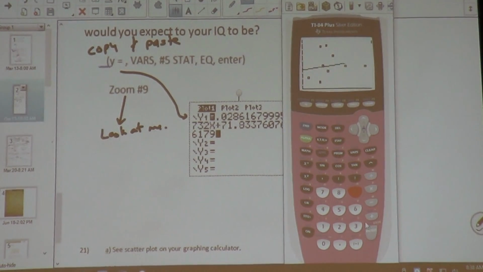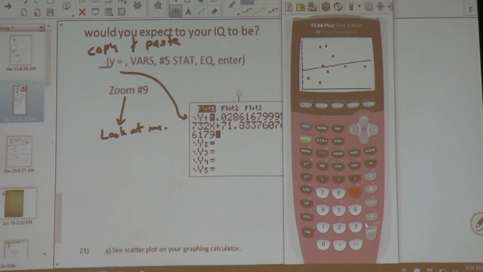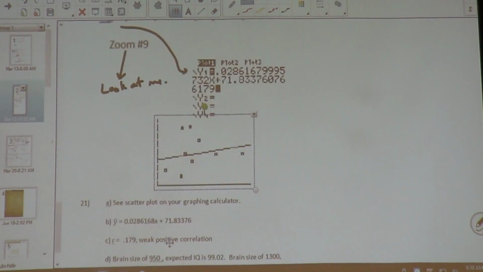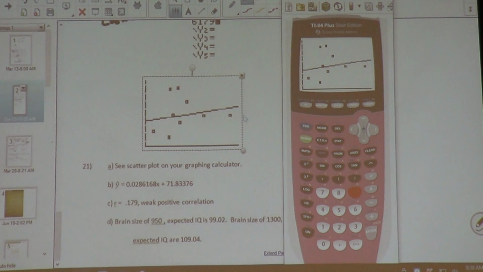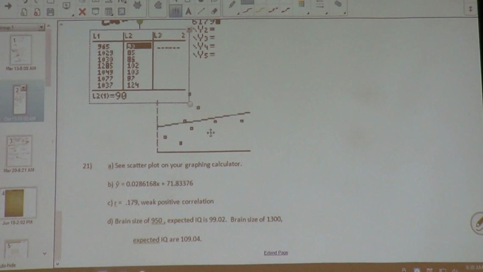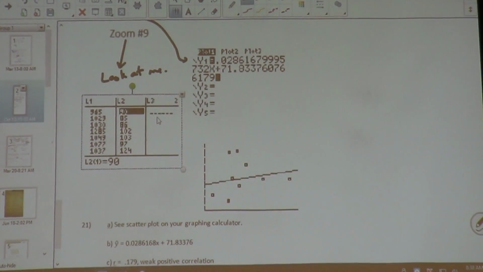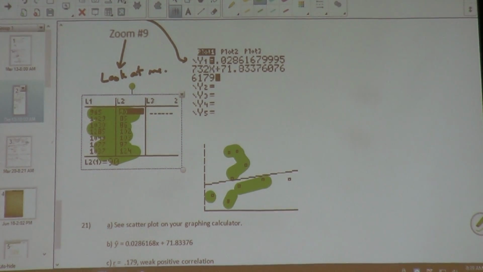So it took all my points from L1 and L2, and it took my line from y equals, and it put them all on the same graph. So it is pulling from 2 different spots. It is pulling my real life data, so all of my real life data is all of this. And my equation that it's predicting is there. So it's pulling from 2 different places.